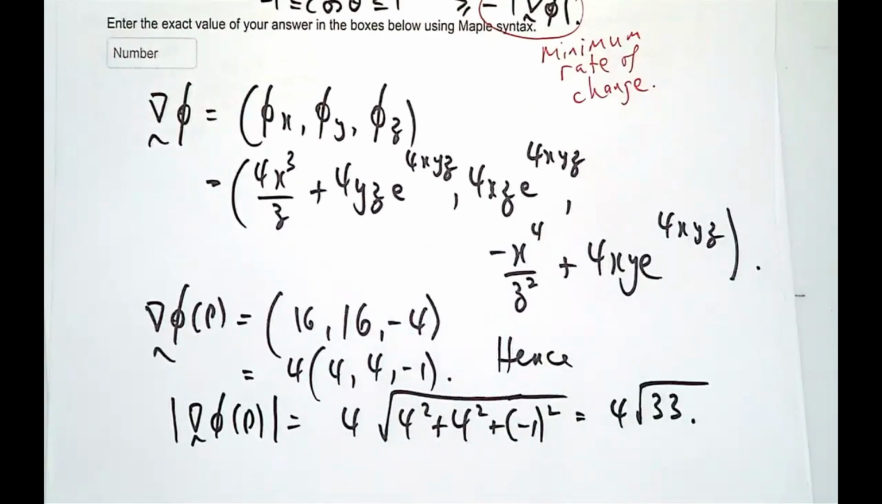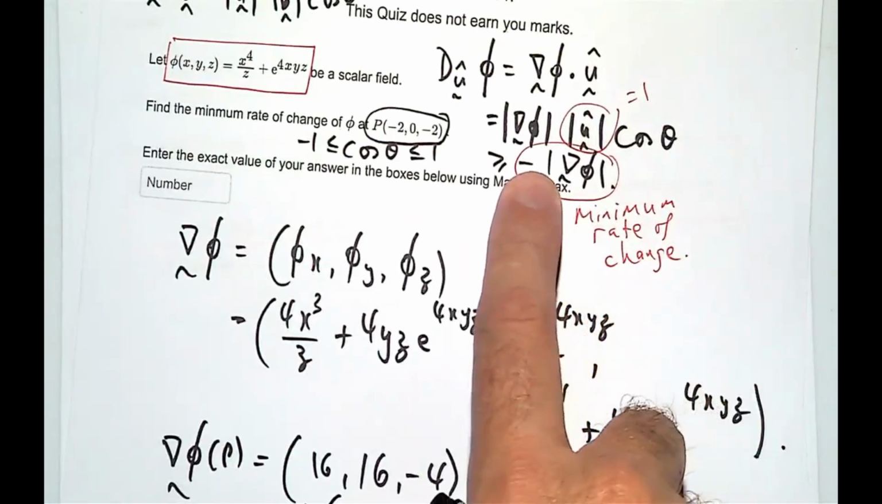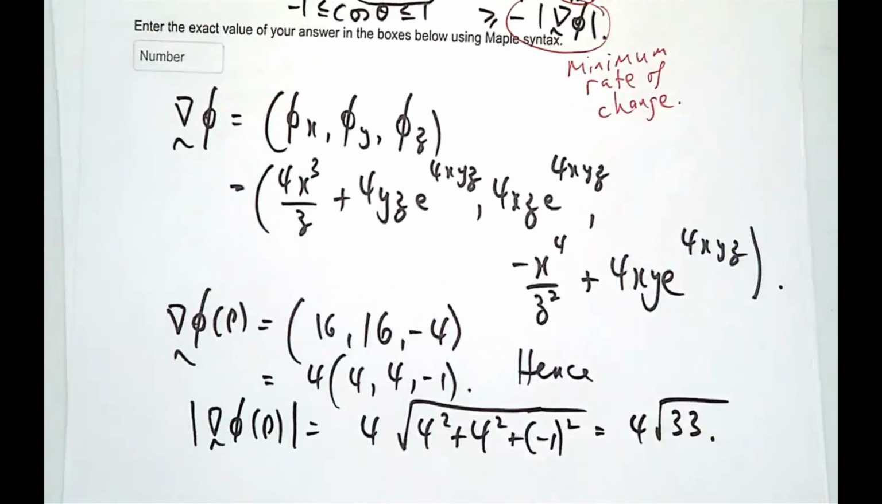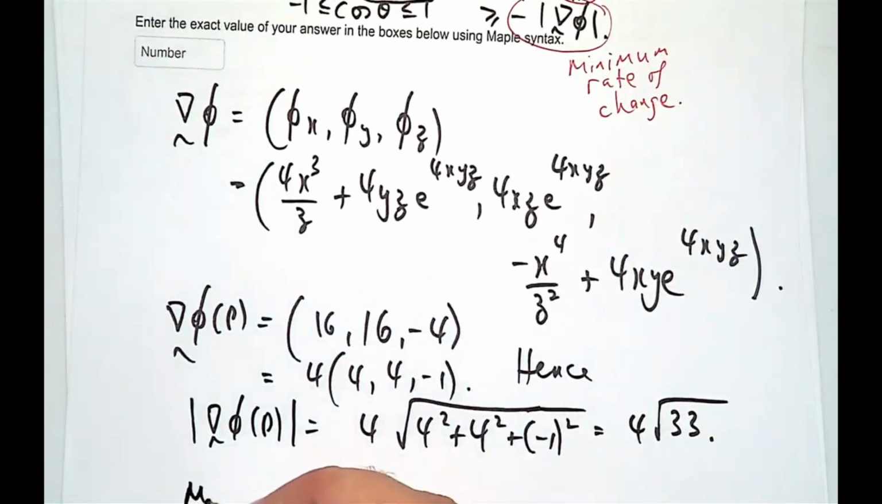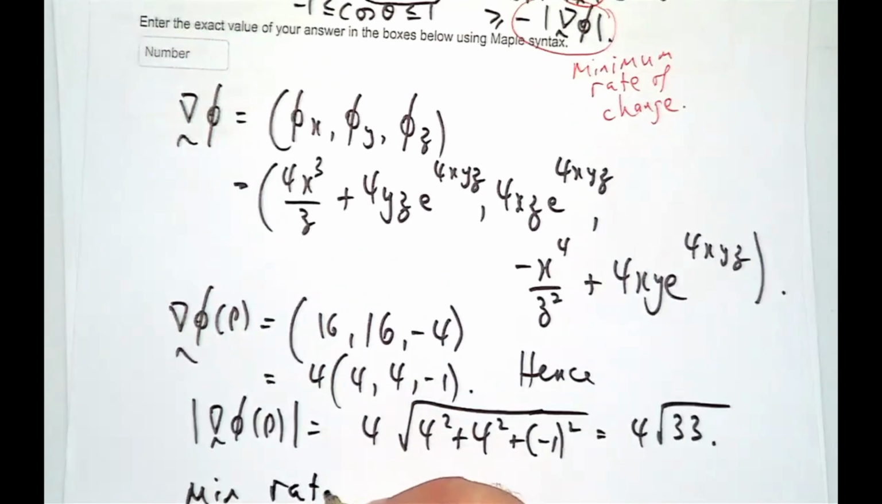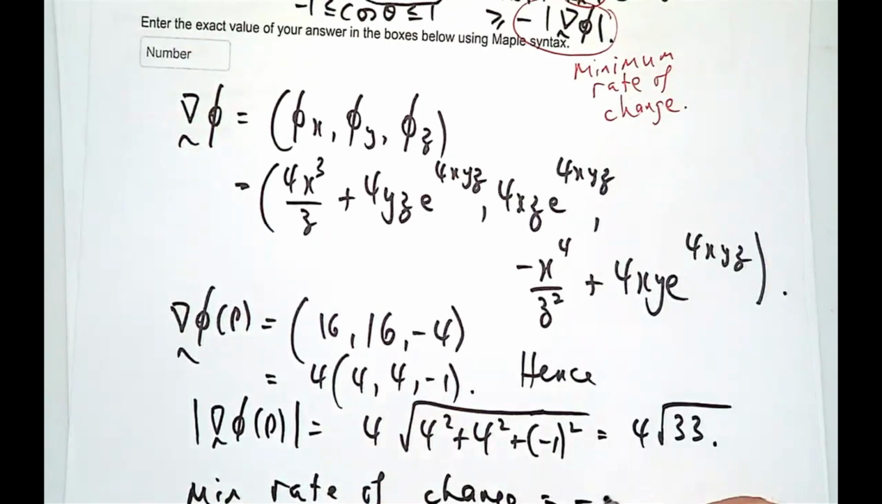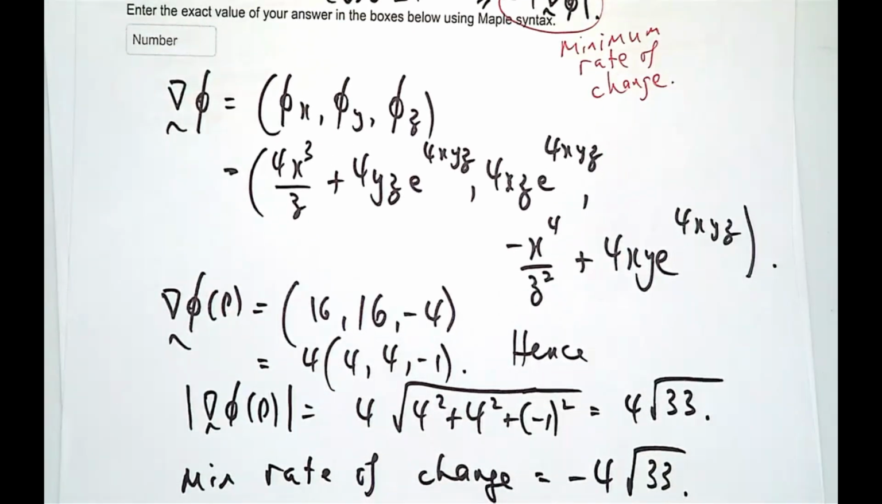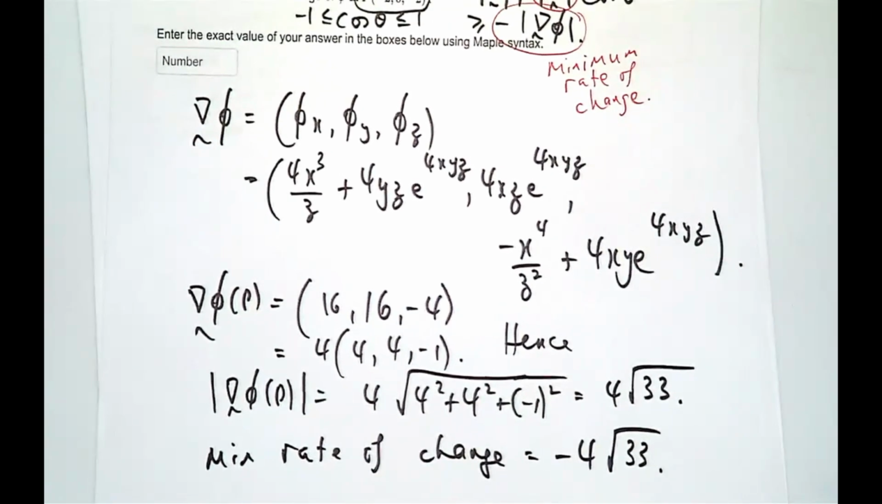So that is the length, or the, I don't know, magnitude, if you like, of the gradient. We don't want that, we want the negative of it. Sometimes it's easy to forget that there's a negative sign there, because cos is greater than or equal to -1. So, minimum rate of change.